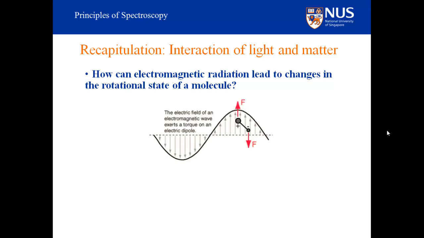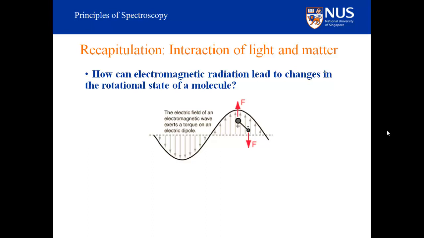Remember that electromagnetic radiation is comprised of an electric field and a magnetic field propagating at right angles to one another. Well, if we place a molecule, say a heteronuclear diatomic, that is one that has a permanent dipole moment, we can see what will happen. The electric field will exert a force on the positive end of the molecule in the opposite direction to the force that it will exert on the negative end of the molecule. This will exert a torque or turning force on the molecule.